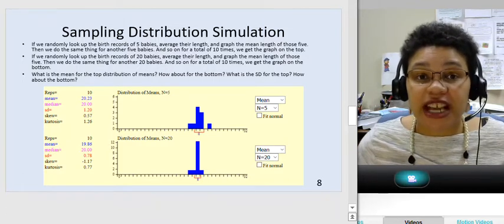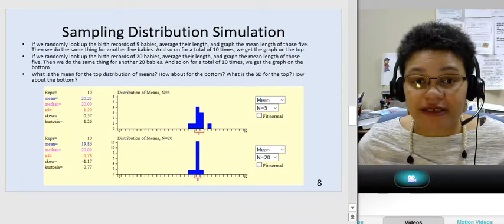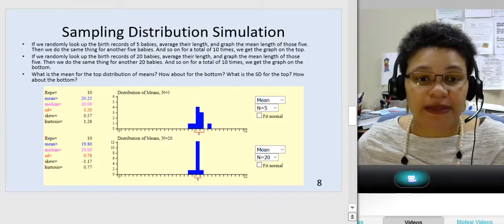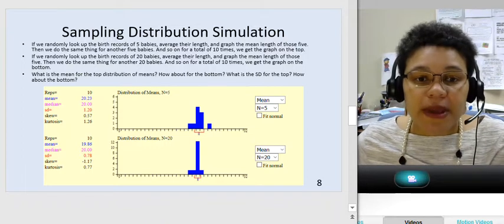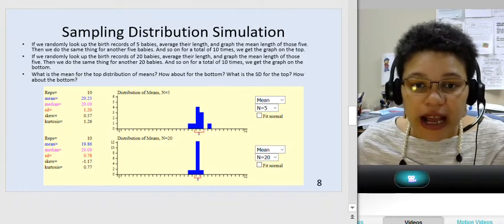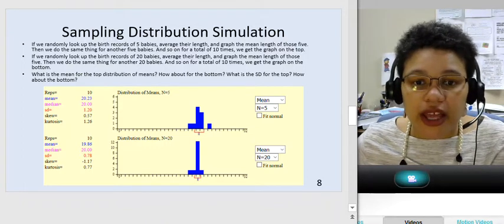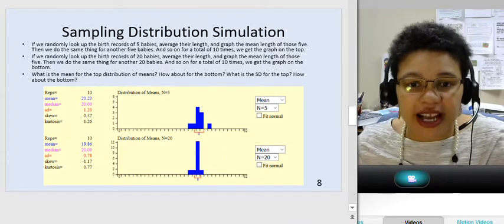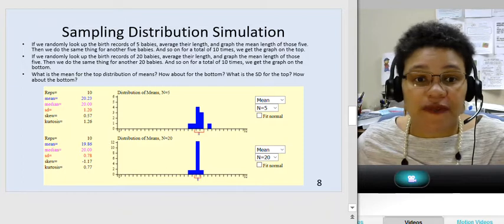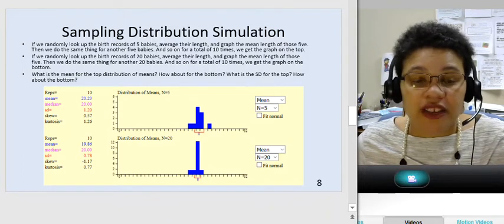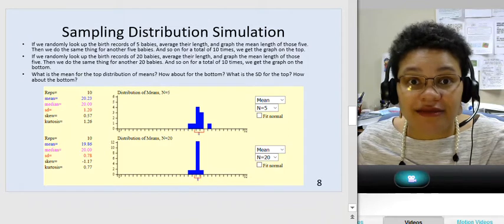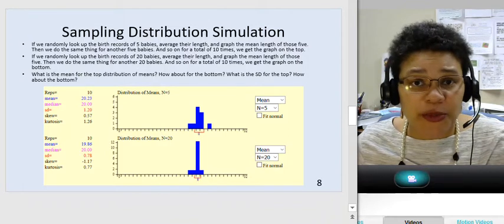What's the mean for the top distribution of means? How about for the bottom? What's the standard deviation for the top? How about for the bottom? Let's look at that. The mean in blue on top, for when we're drawing 5 birth records at a time, is 20.23, very close to 20. The standard deviation, 1.2 inches. So still smaller than 3.5, which is what it was for the population.